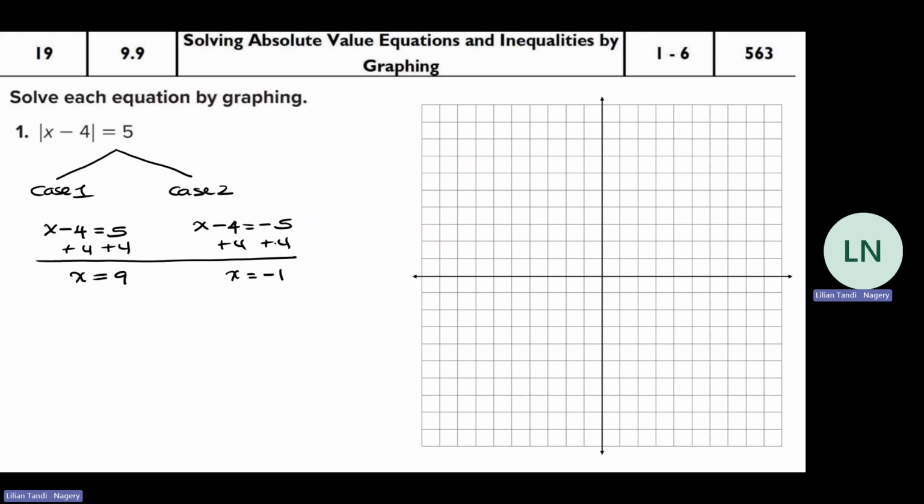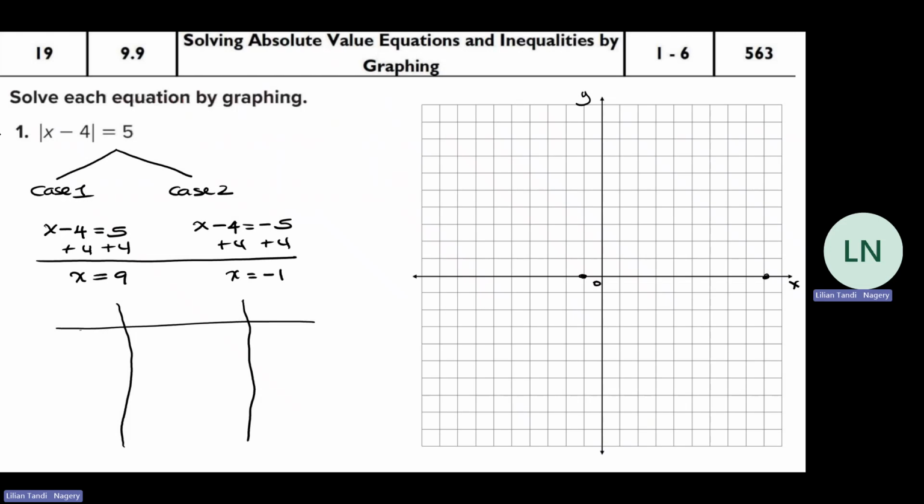So that's where my solution is. I know this is x, this is 0, this is y, x equals 9 is there, and x equals negative 1 is over here. That's how I start. After that, now I get more points. I draw my table to plot.